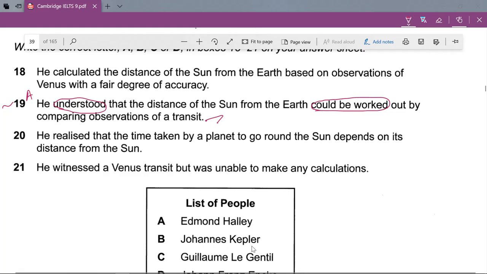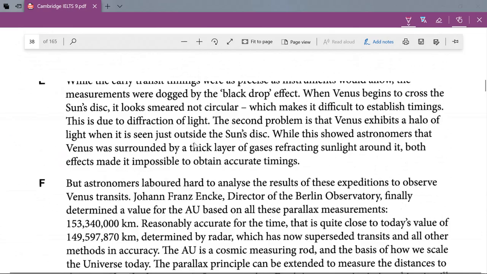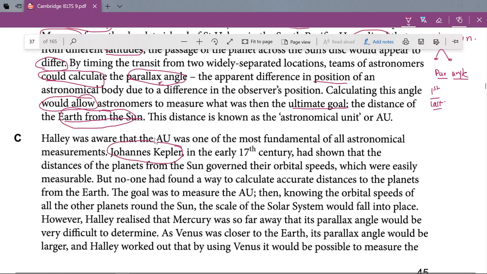Okay. So next is Kepler. So let me go to Kepler, and I'll see. So see, I'm not reading these statements first. I'm going to the scientist first. I'm reading what the scientist said and then trying to figure out the right answer. So let me go to Kepler.